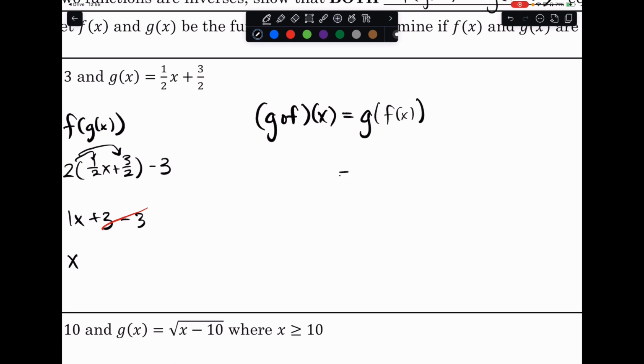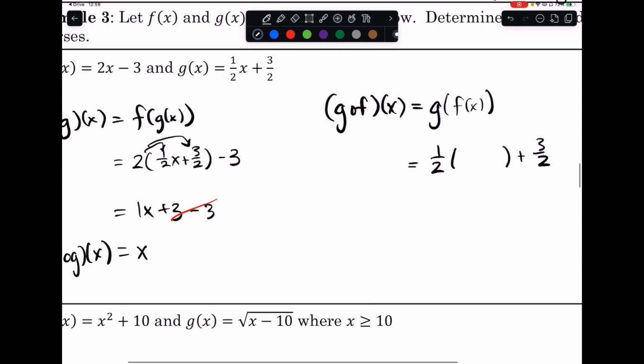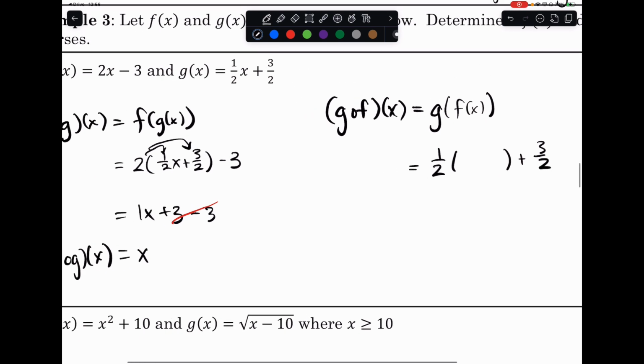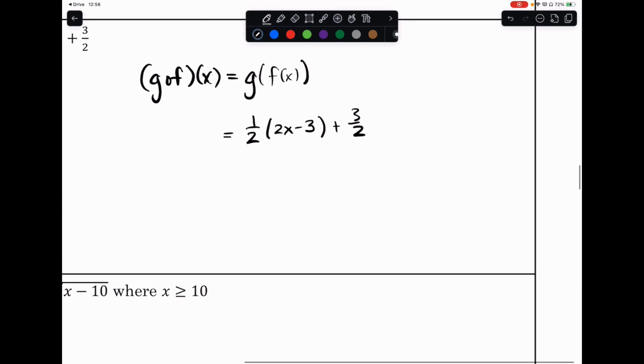So we're going to start by writing g, which is 1/2 times the value of x plus 3 over 2, and replace the x again with function f, so 2x minus 3. This one is done the exact same way. We're going to start by distributing 1/2 times 2, that's going to equal 1x. 1/2 times negative 3 is negative 3 over 2. Bring down the plus 3 over 2.